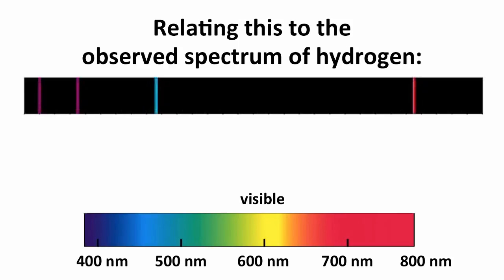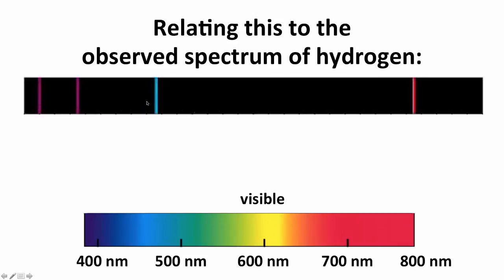Now let's relate this to the observed spectrum of hydrogen, kind of overlaid here over a continuous spectrum of visible light. So you can see we're able to see light of wavelength from a little under 400 nanometers to just about 800 nanometers. The short wavelength end of the visible spectrum is purple colored light, and then it goes through to the high wavelength or low energy end, red light at about in the 700 or 800 nanometer region.